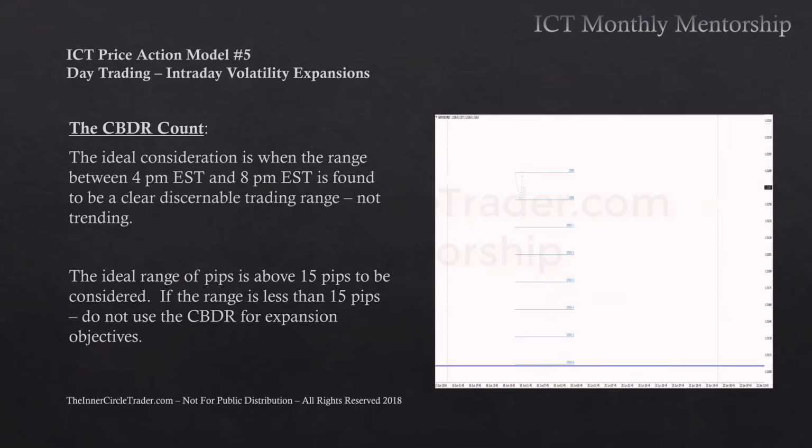Okay, the ideal range of pips is above 15 pips to be considered. So if the range is less than 15 pips, do not use the central bank dealer's range for expansion objectives. And I'll explain as we go on why that's important.